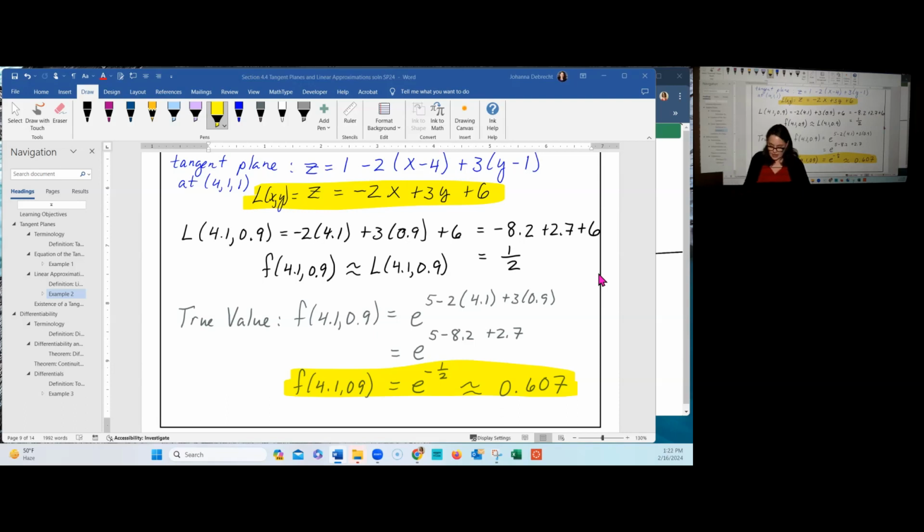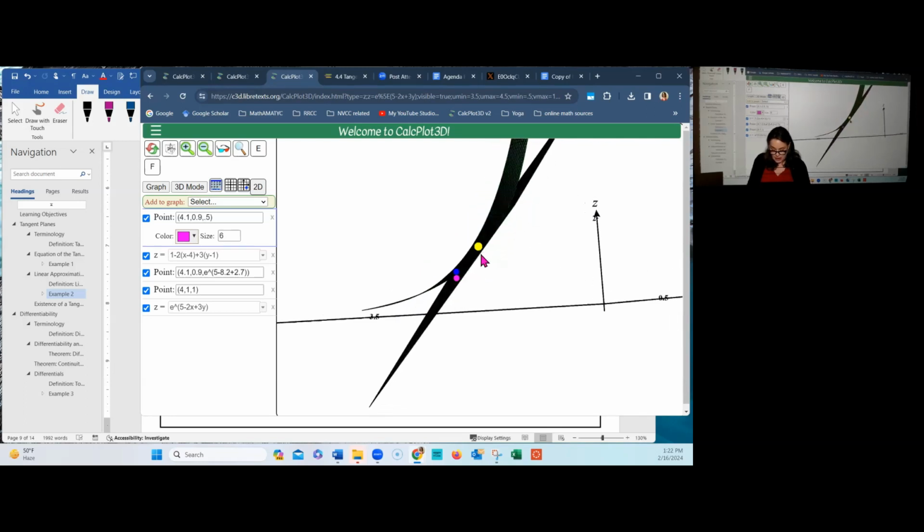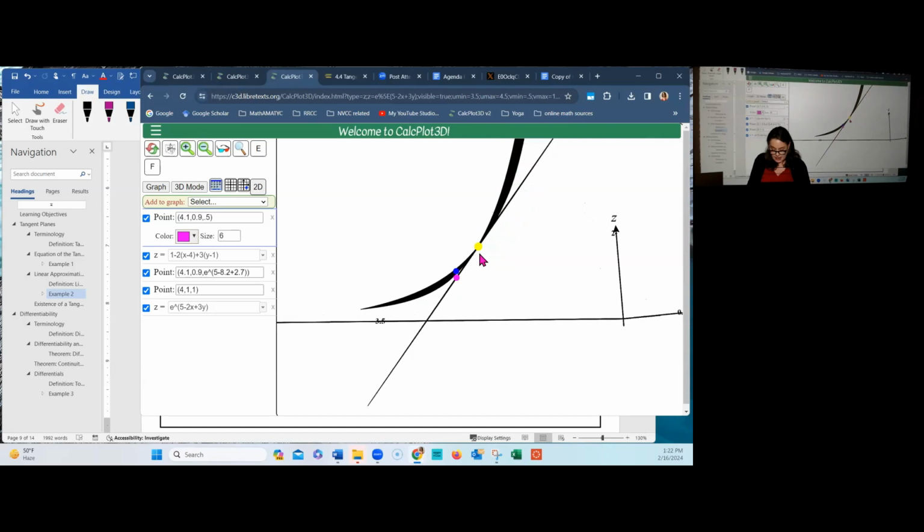Let's look at this one on CalcPlot 3D. It's quite difficult, and I had to play around quite a bit with the x and y axes and also the scale to make it make sense. The graph of the function, e to the power, is here in green. The tangent plane is graphed in gray. If you turn it on its side, you can see that the yellow dot is where the tangent plane connects with the surface at that point.